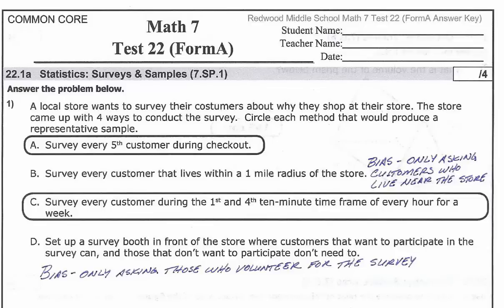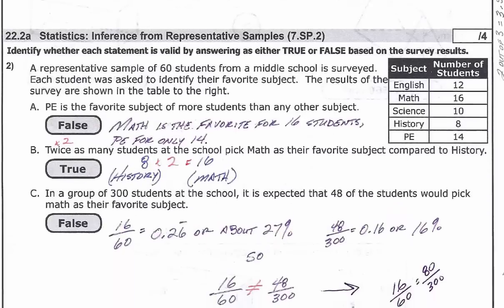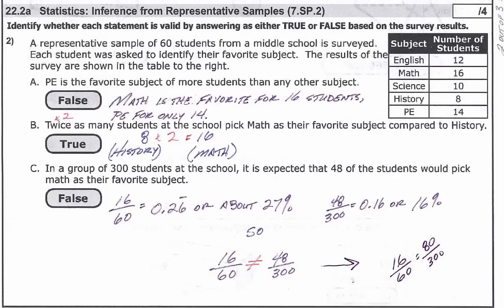All right, so let's move on. Question number 2. They give you a sampling. They told you that there are 60 students from the middle school that were surveyed. That doesn't mean the whole school is only 60 kids. It means they talked to 60. And they got the results for the question, what's your favorite subject?